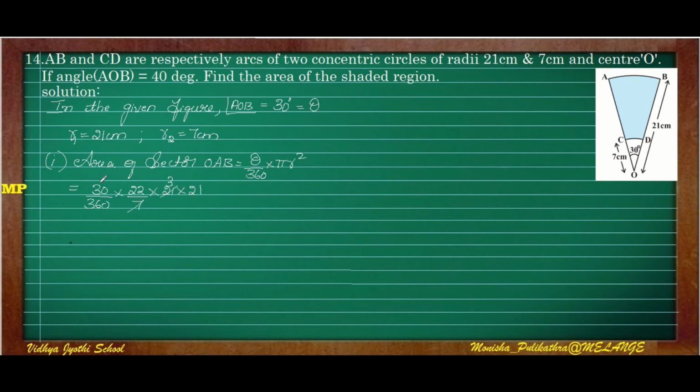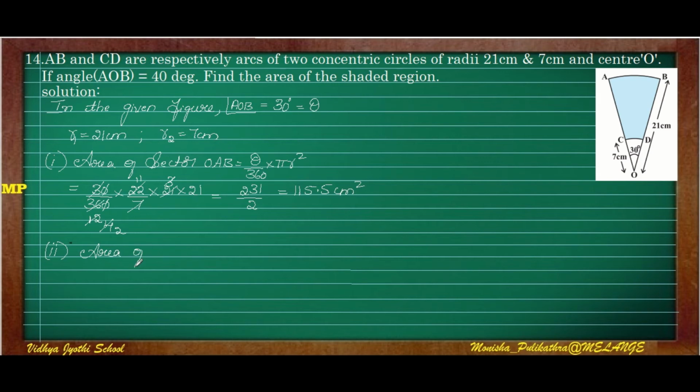So 7 3s are, so here 0 0 cancel, 3 1s are and 3 2s are, 3 1s are, 3 4s are. So here again 2 2s are and 2 11s are. Here you will get 231 divided by 2, which is also equal to 115.5 centimeter square. So this is the area of bigger sector. In the same way, we have to find out the area of the smaller sector.